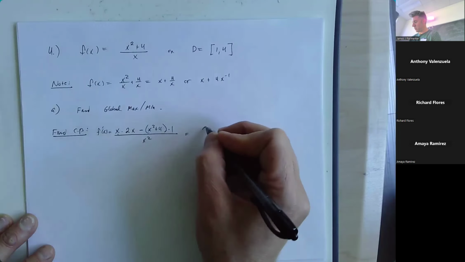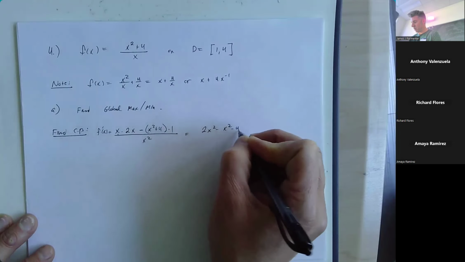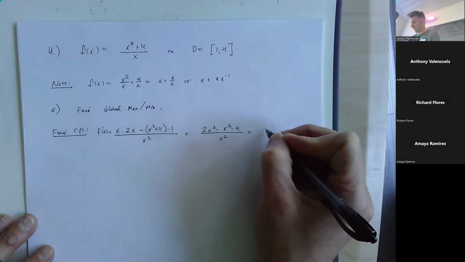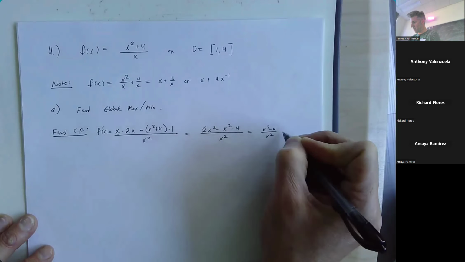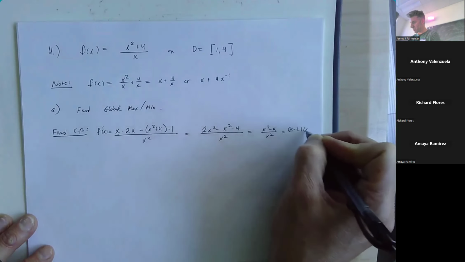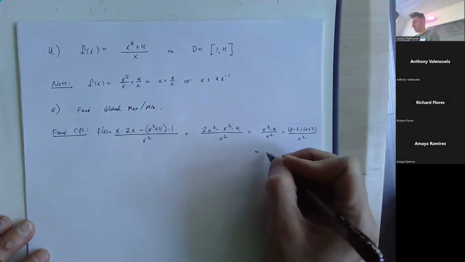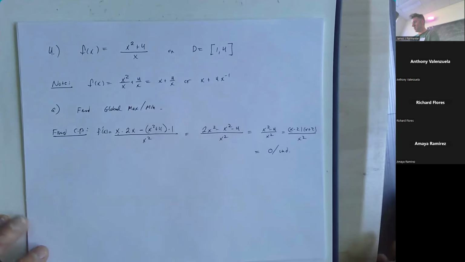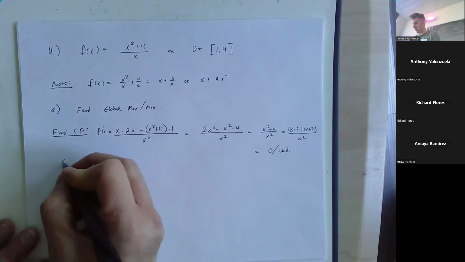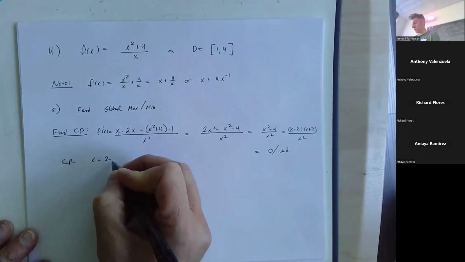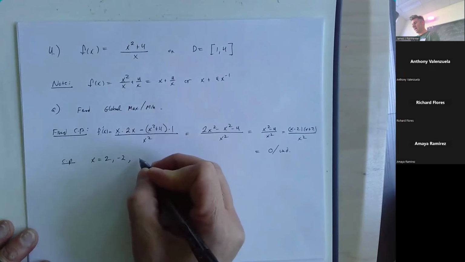And that's going to be equal to 2x squared minus x squared minus 4 over x squared, which is just x squared minus 4 over x squared, which is x minus 2 times x plus 2 over x squared. And we set that equal to either being 0 or undefined. We'll have to talk about this more later, but for now I would say there are technically 3 critical points, even though that's not really right. I'll talk about why in a second. So my critical points are going to be x equal to 2, x equal to negative 2, and technically 0.